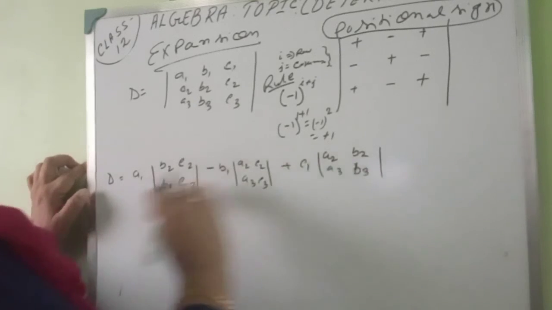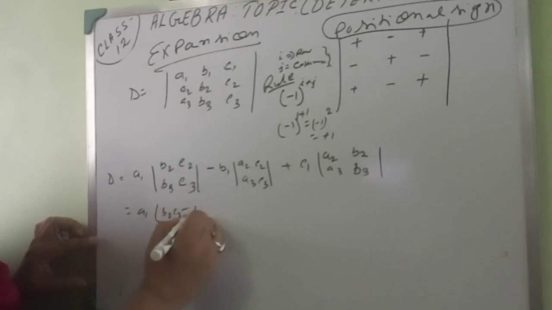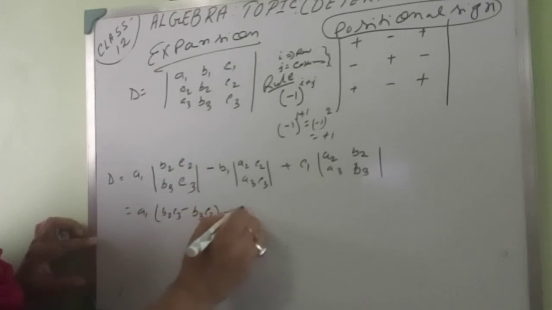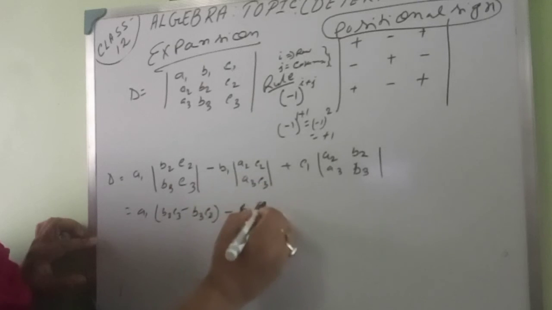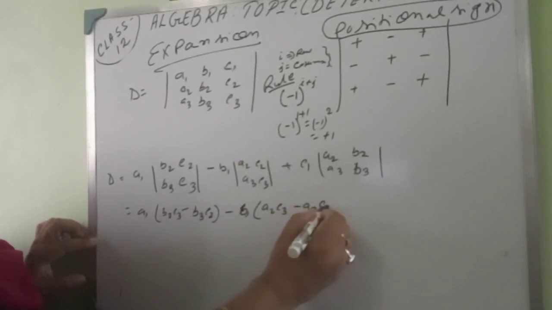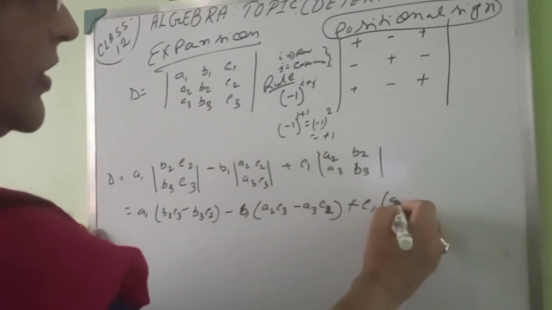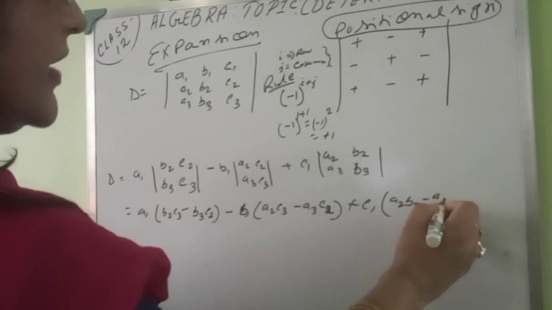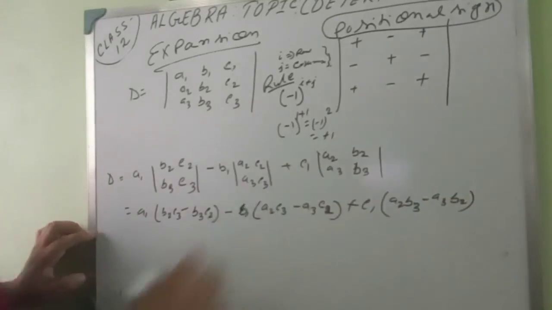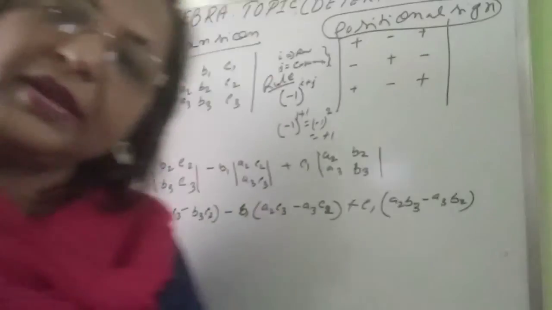This is the expansion of the determinant. Now A1 into, we know, B2 C3 minus B3 C2, minus B1 into A2 C3 minus A3 C2. Okay, plus C1 into A2 B3 minus A3 B2. This is the expanded form. Okay, coming with the next video.